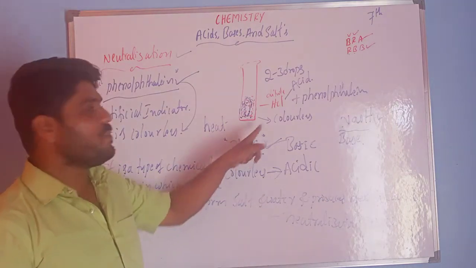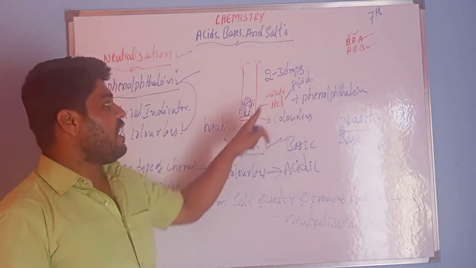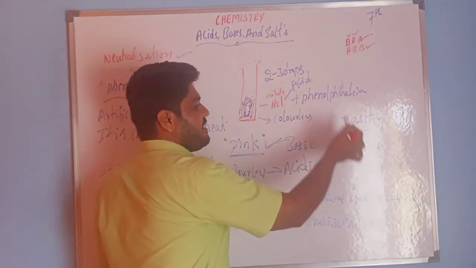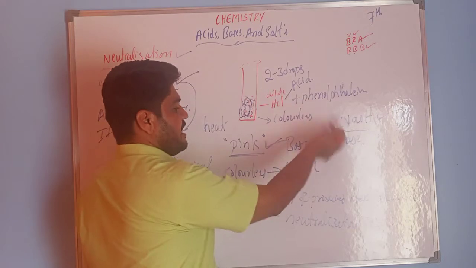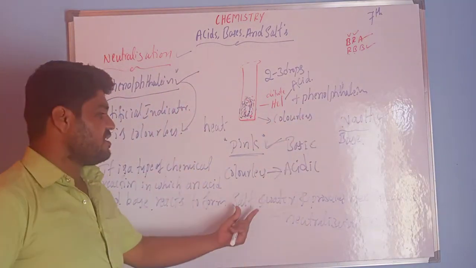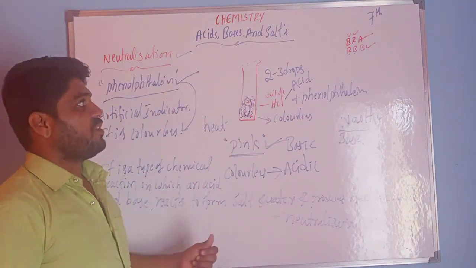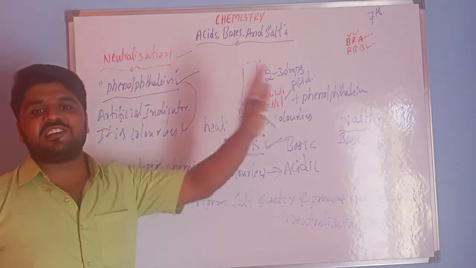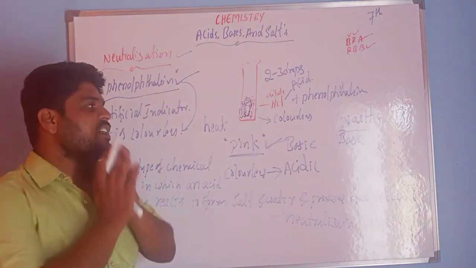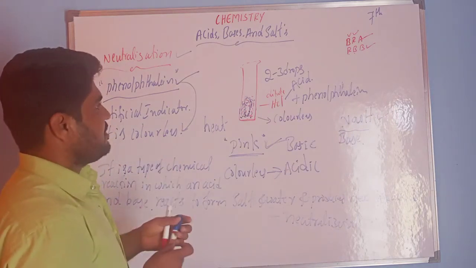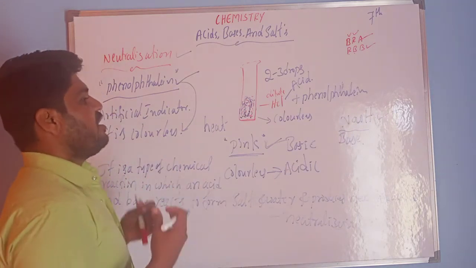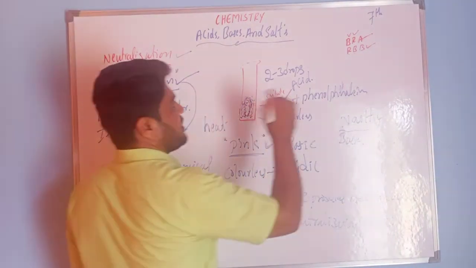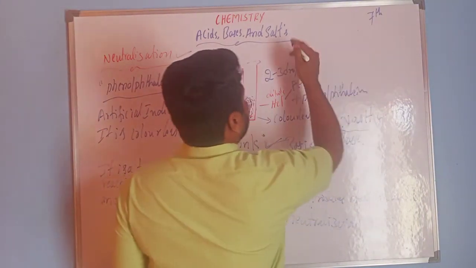In this tube, HCl is an acid and NaOH is a base. When this acid reacts with a base, it produces salt and water. This is what a neutralization reaction is. So I am going to give some examples for this neutralization reaction. Okay, so the very first example.